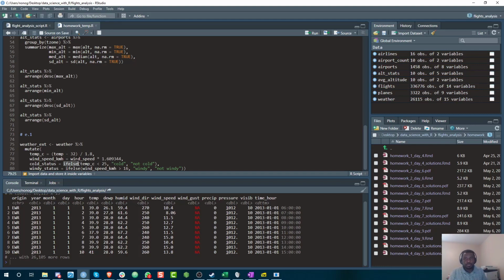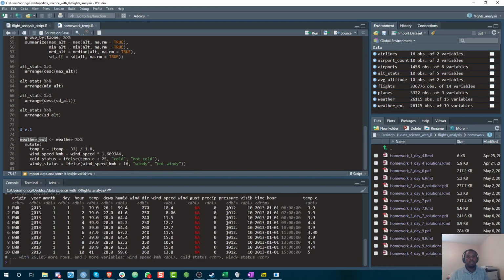Case underscore when. So that's for the windy status, and I'm using the correct column here: wind speed kilometers per hour greater than 16 kilometers per hour. If it is true, call it windy. If it is not true, then it's not windy. Over here, if this condition is met, then inside the cold status column you have the value cold. But if this condition is not met, then the value is going to be not cold. And I stored it inside a variable that I call weather extended. So basically, I'm extending the weather column. You can see that we have cold status and windy status. Let me go ahead and view weather extended.